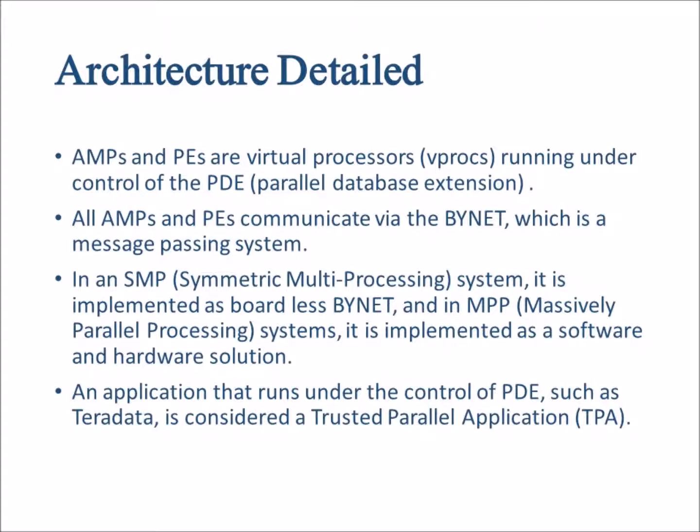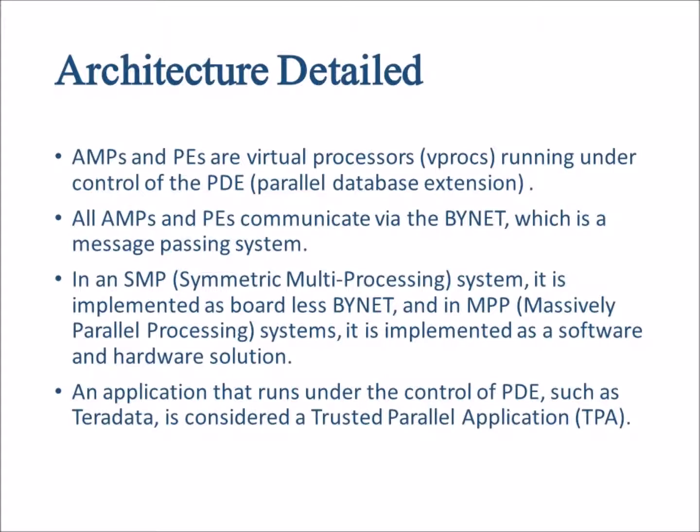AMPs are associated with virtual disks, which are configured as ranks of a disk array. A BYNET is a message passing layer which exists between the parsing engine and the AMP. All the AMPs and the parsing engine communicate via the BYNET. An SMP is a symmetric multiprocessor. A single node is called an SMP.